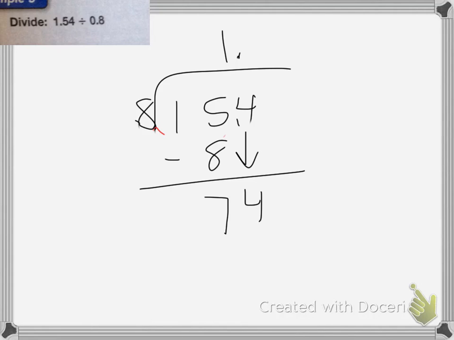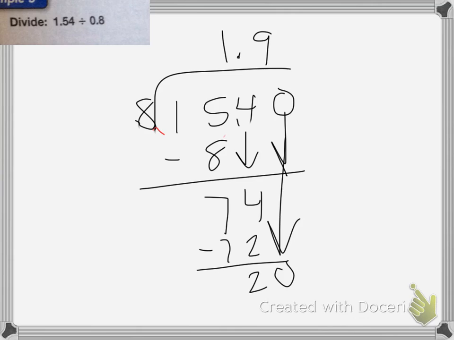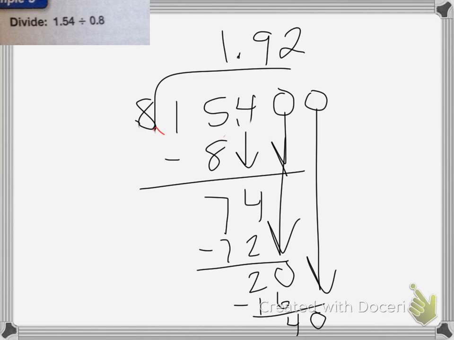8 goes into 74 9 times. That's 72. Subtract, 2 left over. Add a 0, bring it down. 20. 8 goes into 20 twice. That's 16. Subtract, get 4. Add another 0, bring it down. 40. 8 goes into 40 5 times. And that's my answer.